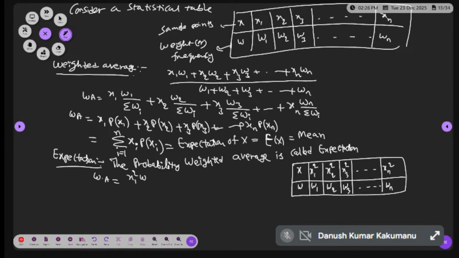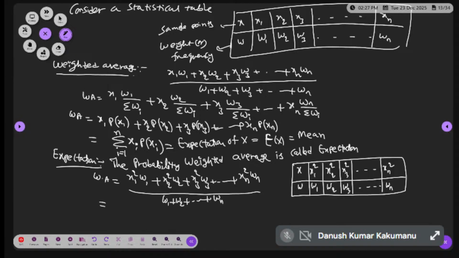x1 squared omega 1 plus x2 square omega 2 plus x3 square omega 3 plus so on plus xn square omega n, divided by omega 1 plus omega 2 plus so on omega n. All of you know this is the weighted average of the squares of the sample points.